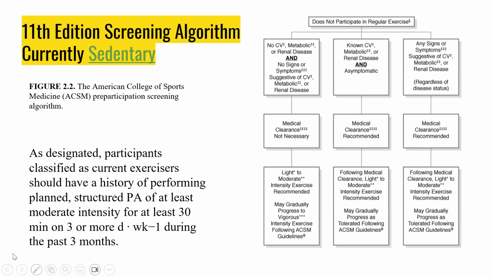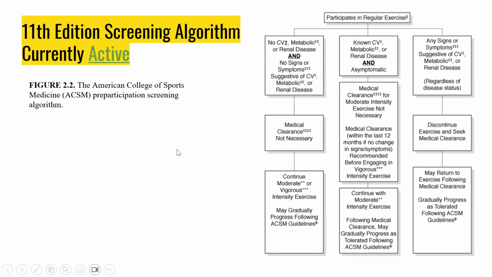So that would be me. In the past 3 months, I've been consistent with exercise. I train minimum 3 days per week for a minimum of 30 minutes per day, right? So I am a regular exerciser. So if that applies to me, then I would use this algorithm, right? That algorithm that participates in regular exercise.